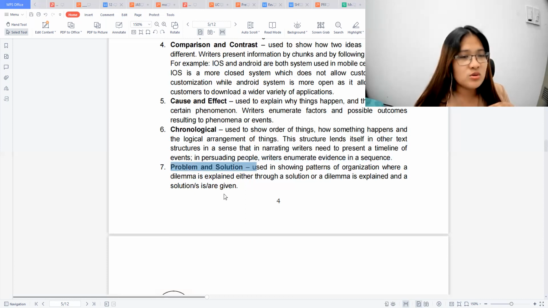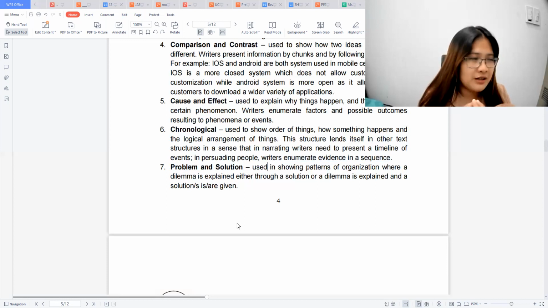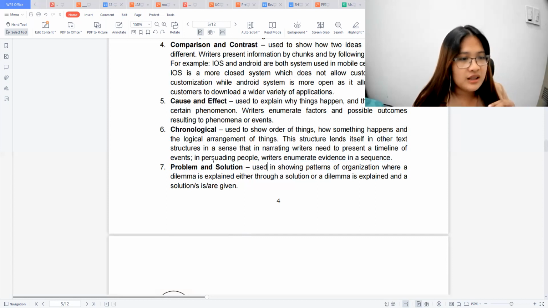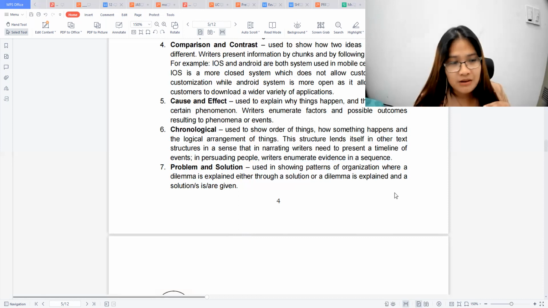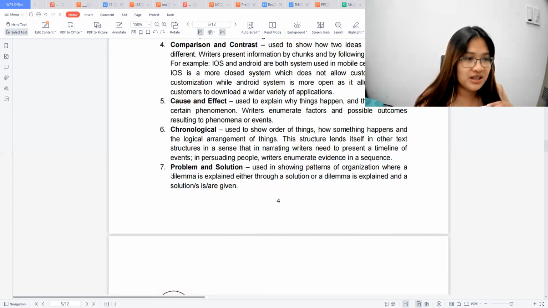In writing, it shows the patterns of organization where there is a dilemma. When you say dilemma, this is a problematic situation, a problem that is difficult to solve. Then, eventually, a solution is explained. Okay? Or explain the dilemma or the problem and then solutions are given. So, laging ganun, problem and solution.